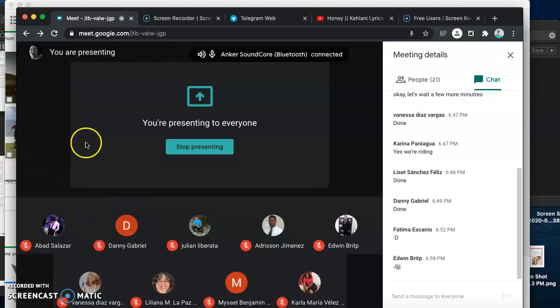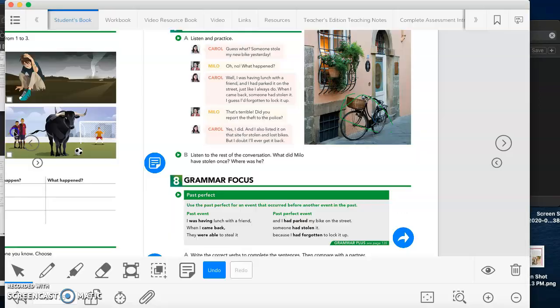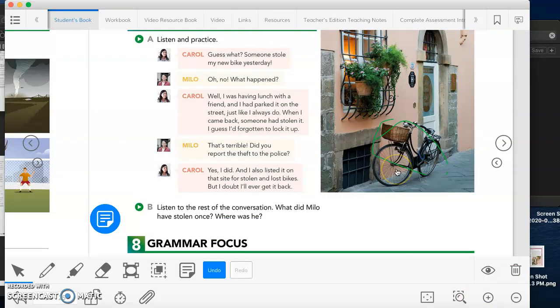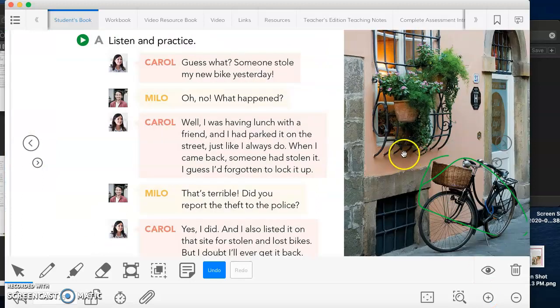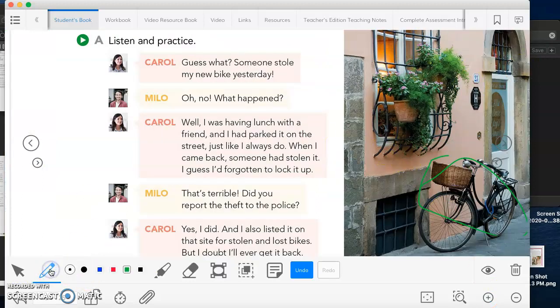Okay, guys. So we use the past perfect to talk about an event that occurred in the past before another action happened. So we are talking about two actions happening in the past, but one of them happened first and then the other one happened later. For example, in this conversation, we have this.